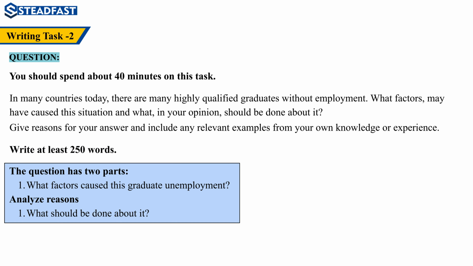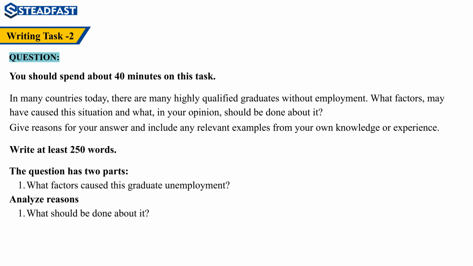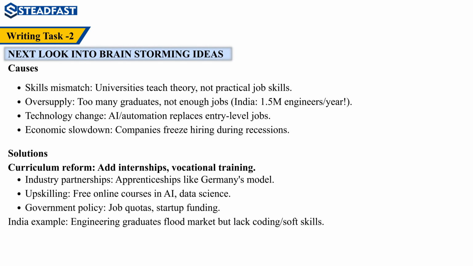The question has two parts. One is, what factors caused this graduate unemployment? Here you have to analyze the reasons. And the next one, what should be done about it? Here you have to include your opinion and solutions. Answer both parts equally. Use your opinion in solutions. Next, look into brainstorming ideas.